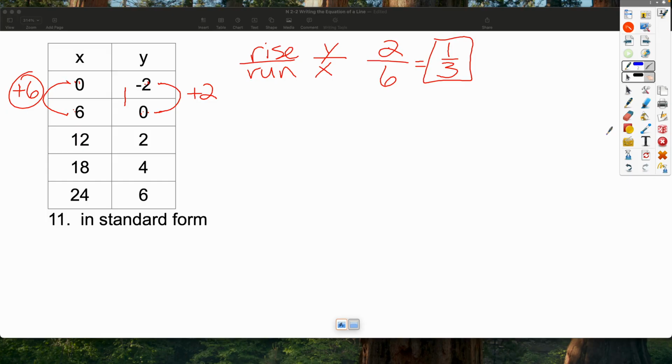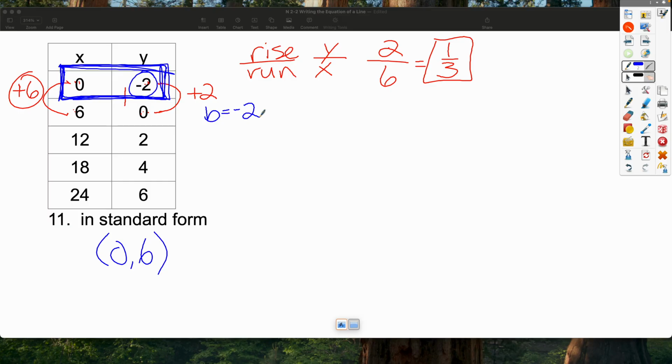Where am I seeing my y-intercept? On the y side. Let's say my y-intercept is 6. What is my x value going to be? 0. Okay, a y-intercept always has an x value of 0. So right here, this is my y-intercept. That's my b value. Alright, so there's my slope, my m, and there's my y-intercept.